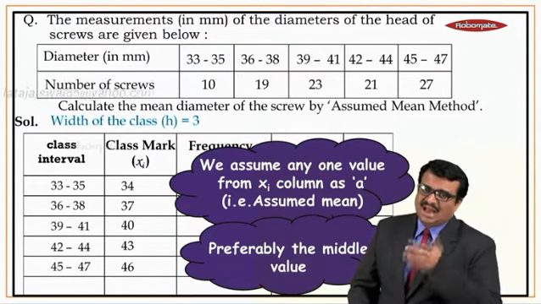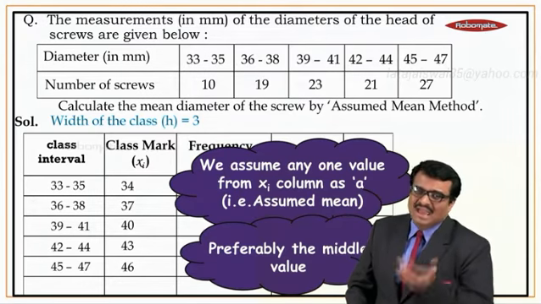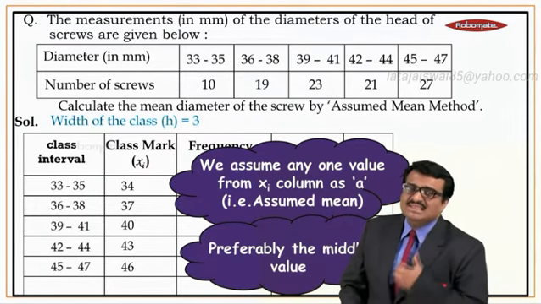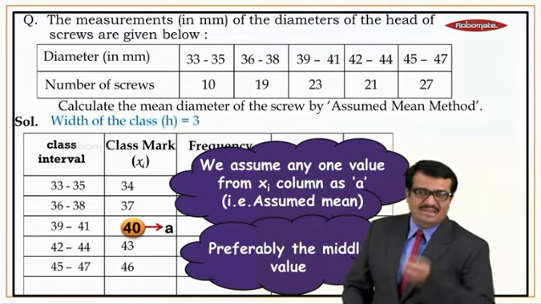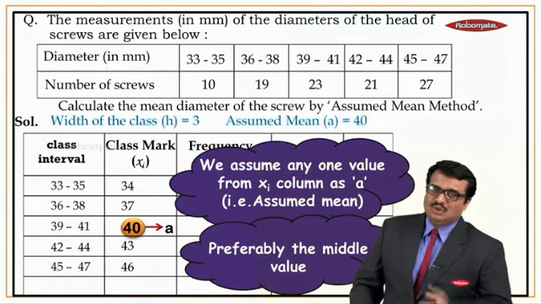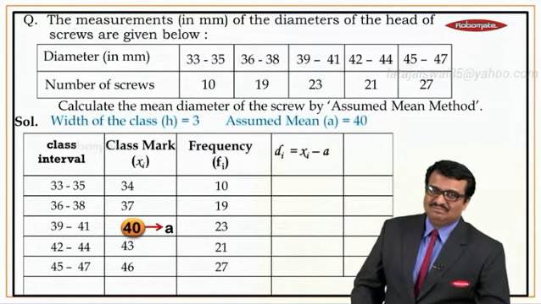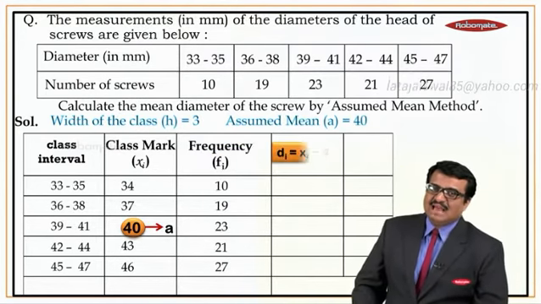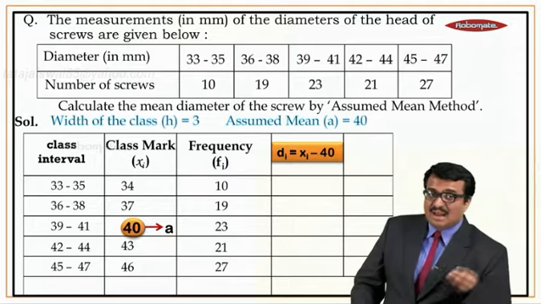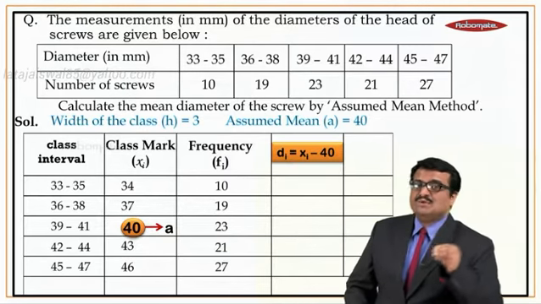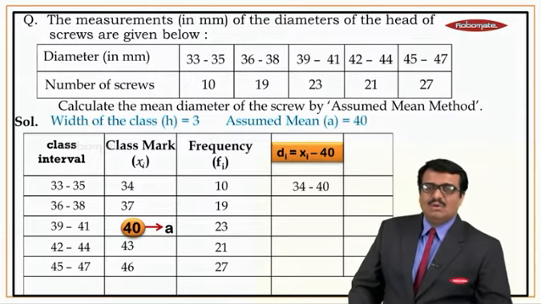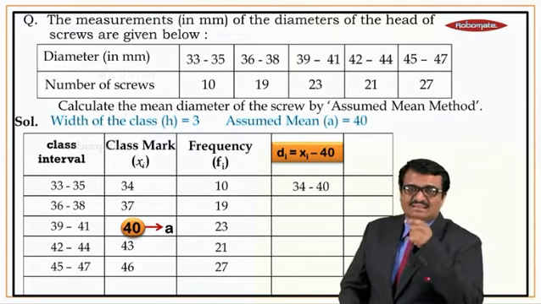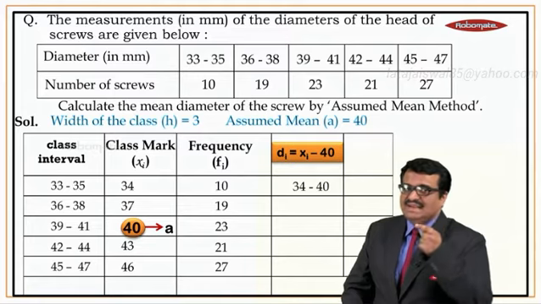In this, I'll take 40 as my a, the assumed mean. According to me, the mean is 40. So 40 is my assumed mean. So what is the assumed mean? 40. di is xi minus a, so a is 40, so di is xi minus 40. So for the first one, what is the first xi? 34 minus 40.